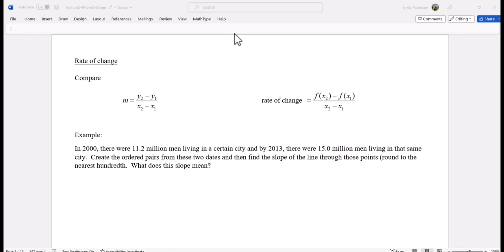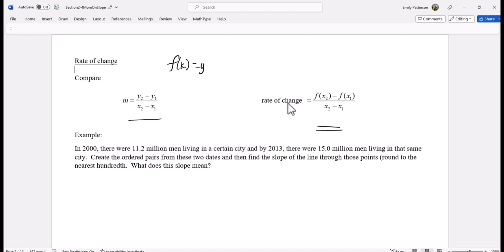Here we get to the real meat of slope, rate of change, and slope-intercept form of the equation. What we're trying to do is take this theoretical equation like this right here and relate it to the rate of change equation here. So if you remember, our function values at x is the same as y.